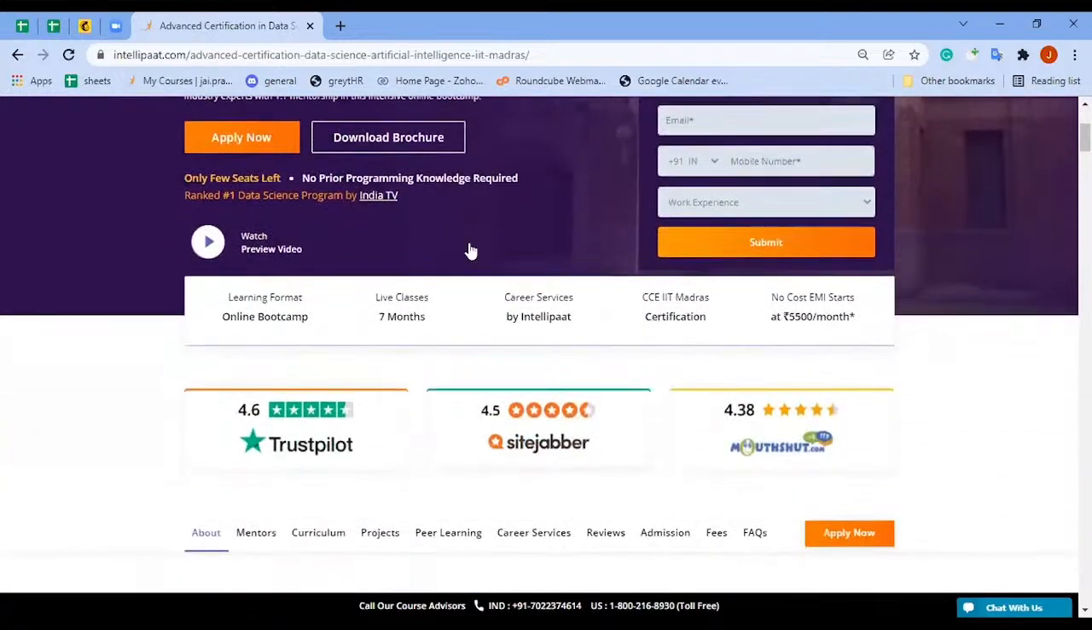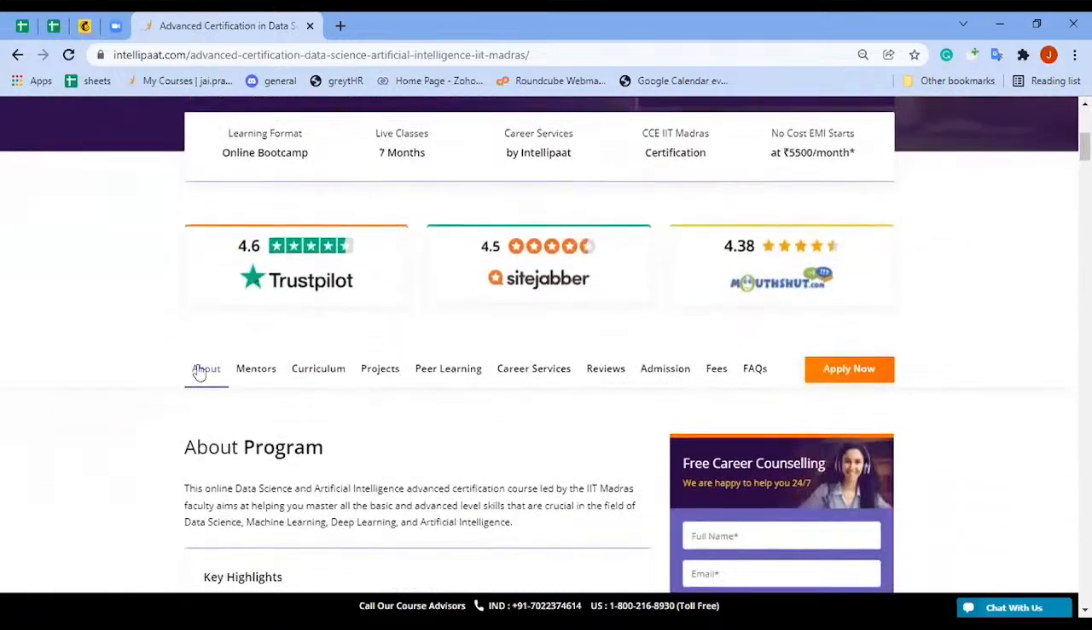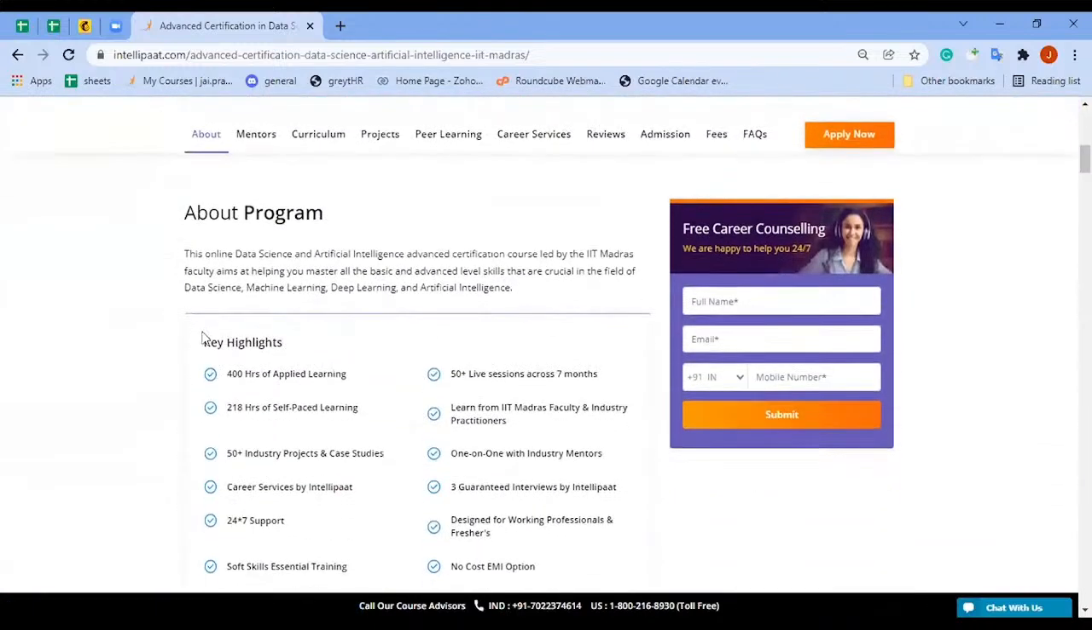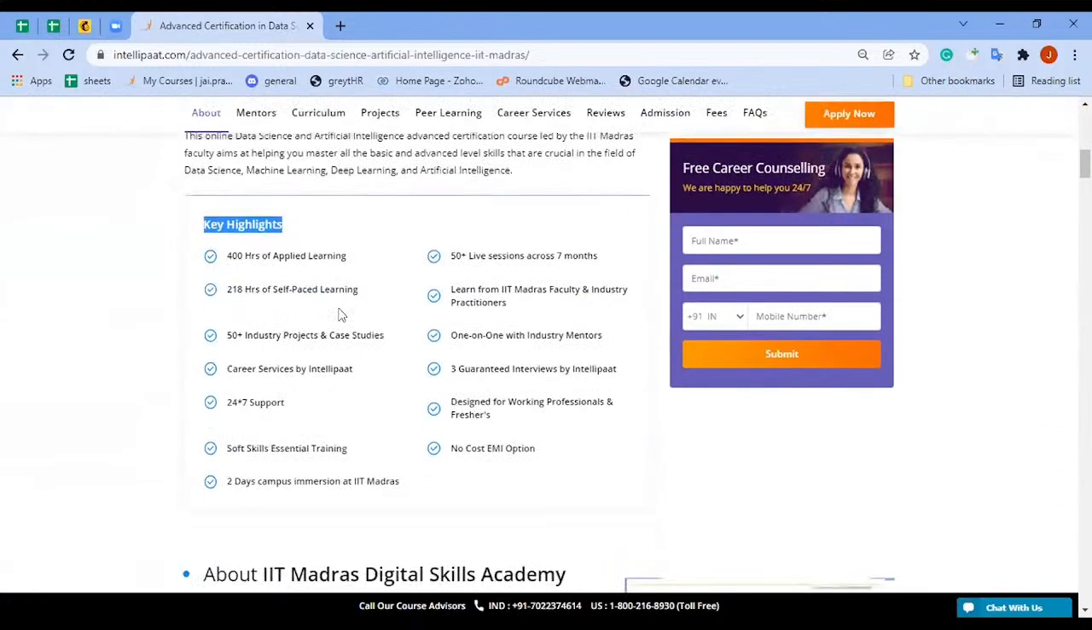We scroll up again on the same page and click on About Program, and we see something written as key highlights. I'll just explain the key features of the course. The first thing you see over here is 400 hours of applied learning. It is a blend of live lectures, recordings of live lectures, and a lot of hands-on project work, practice work, etc.